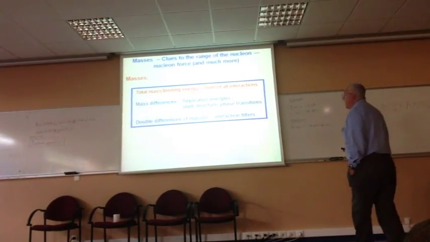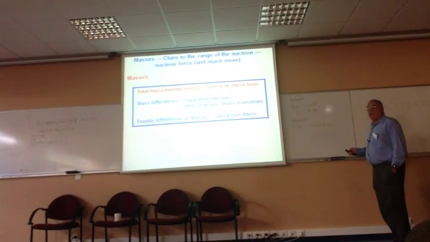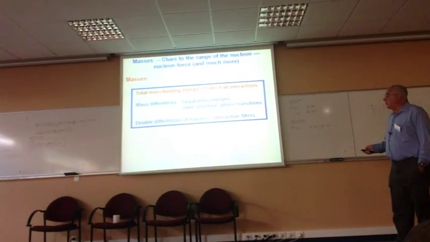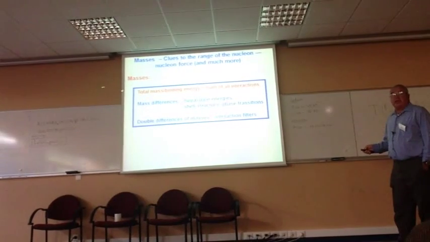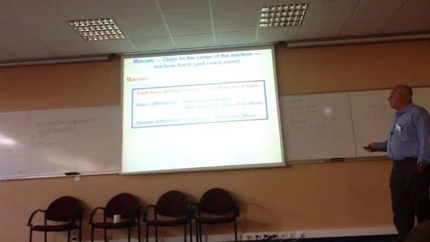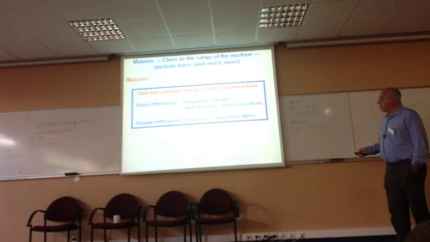But the total binding energy, or total mass of the nucleus, is the sum of all the interactions of all the nucleons in the nucleus. Mass differences are differences of masses between neighboring nuclei. Those are the same as separation energies. They can give evidence about shell structure, phase transitions. We'll come to that later, and this will also come to later.